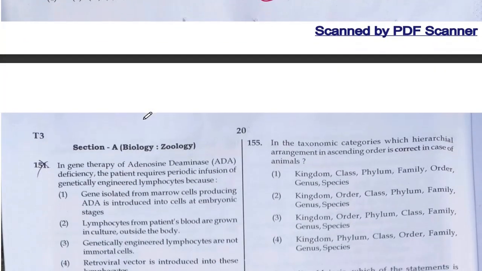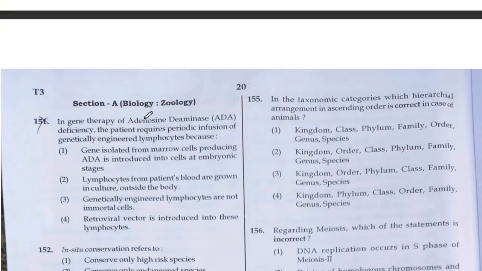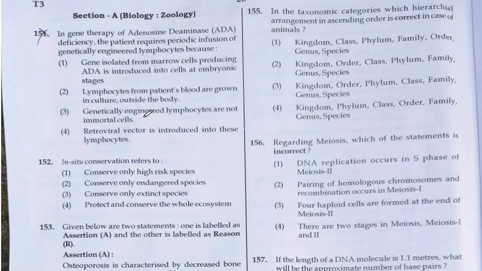Coming to question number 151, now we will have the zoology questions. Okay, so in gene therapy of adenosine deaminase, ADA deficiency, the patient requires periodic infusion of genetically engineered lymphocytes, because the genetically engineered lymphocytes are not immortal cells. So option 3 will be the correct one.